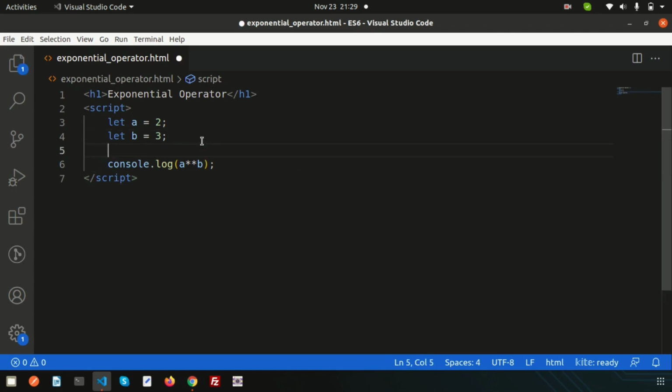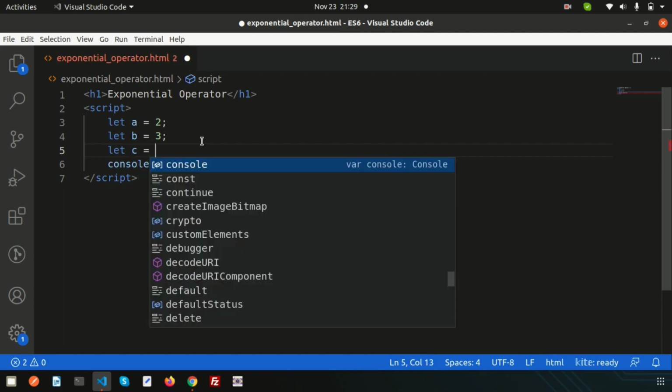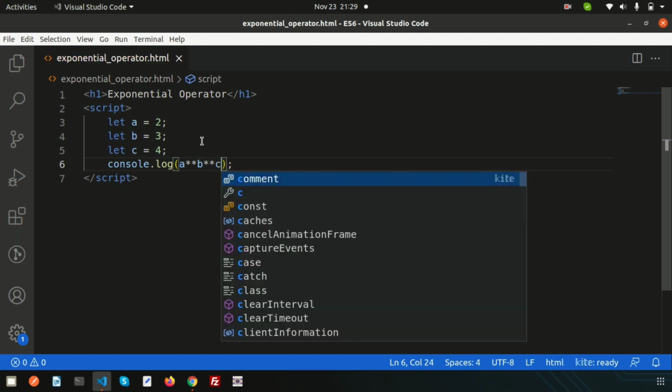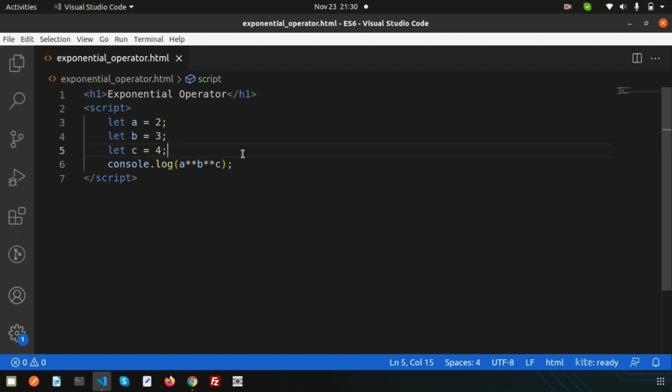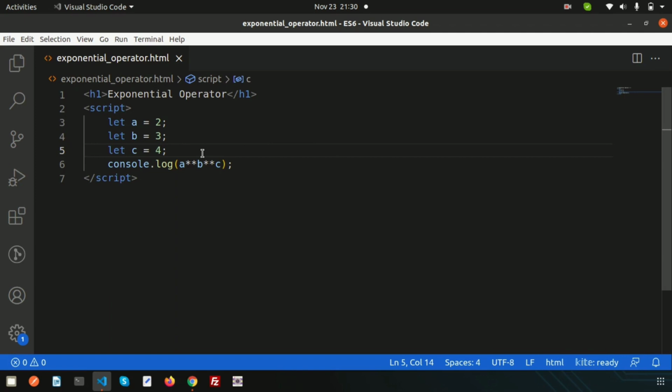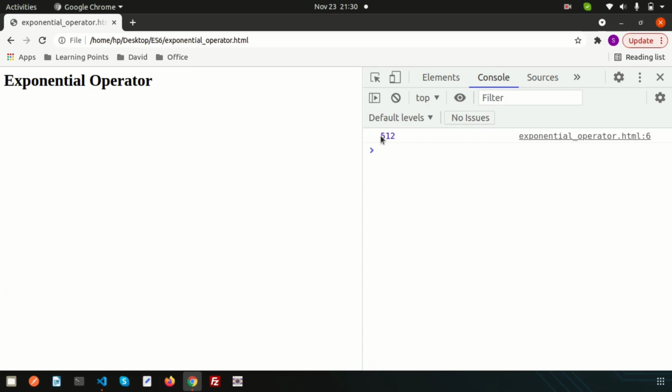Now if I take another variable, let c equal to 4, and I write a exponent of b exponent of c, what will be the output? This is the tricky thing, and interviewers will ask about it, and you will need it. This is the concept. If I print the output and refresh, we are getting a huge number. I want a smaller number, so let's say c equal to 2 and refresh. So we are getting 512.